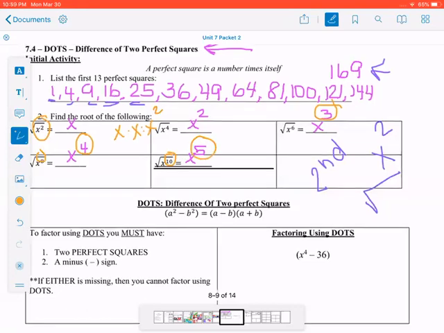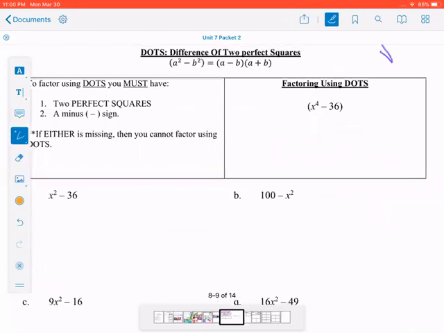So this way of factoring is called the difference of two perfect squares. Okay, you need to have both of these things over here. Both of your terms must be perfect squares, and everything about the term. So if there's a coefficient, the coefficient must also be a perfect square, and there has to be a minus sign. This is very important here. If you're missing either piece, then you cannot do DOTS, difference of two perfect squares. Okay, you have to have two perfect squares and you have to have a minus sign.